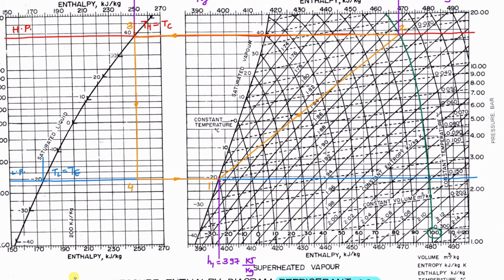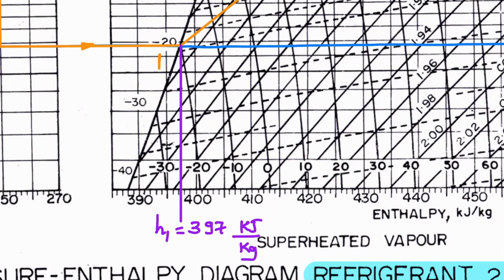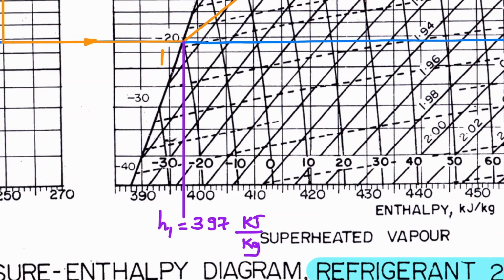Now after drawing this, read the value of point 1 enthalpy. Take this point on the x-axis. Observe this, we have taken this point 1 on the x-axis so that we can read the value. This is 390, here this is 400, this is 395, 396, 397. So H1 is 397 kilojoule per kg.